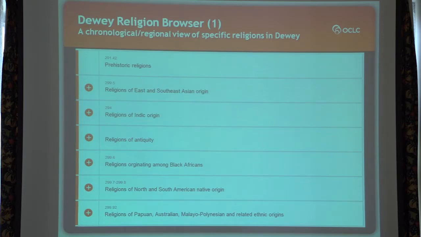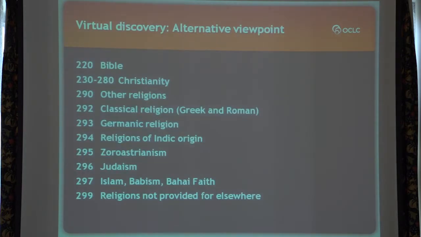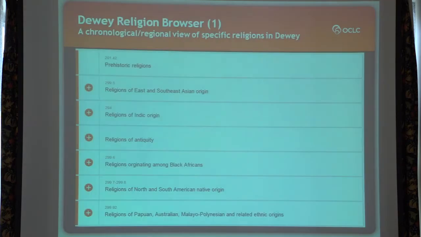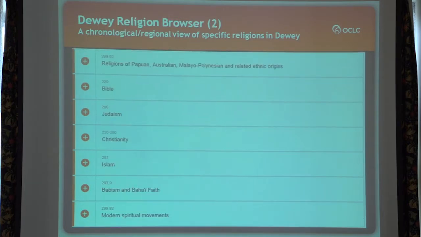So here, before, we had Bible and Christianity as the first two elements; here we have prehistoric religions, religions of East and Southeast Asian origin. You're going down the list and say, what happened to Bible, Christianity? Where are they? Next page, here they are. They're in their chronological regional place, if you will.